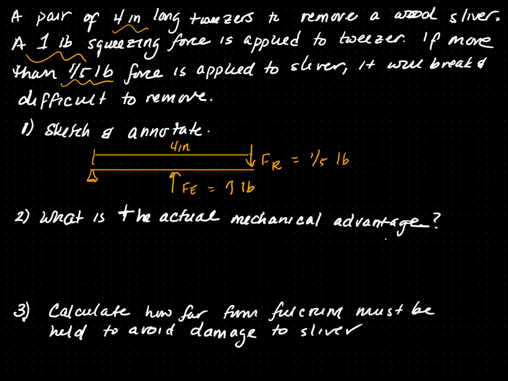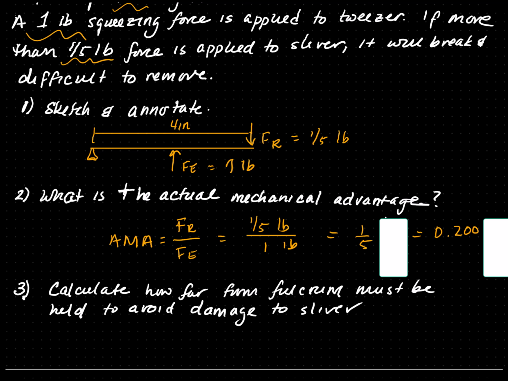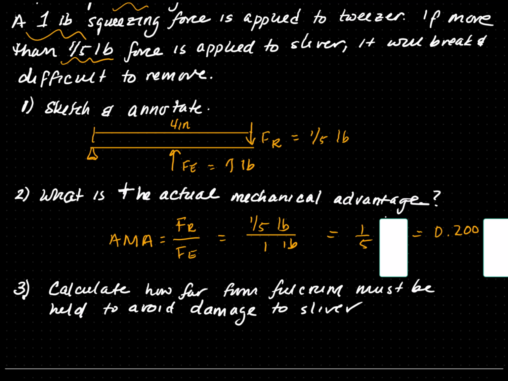So what is the mechanical advantage? AMA is equal to the force of the resistance or the load divided by the input or the effort. So this is 1/5 pound over 1 pound, which is equal to 1/5, which is equal to 0.200.